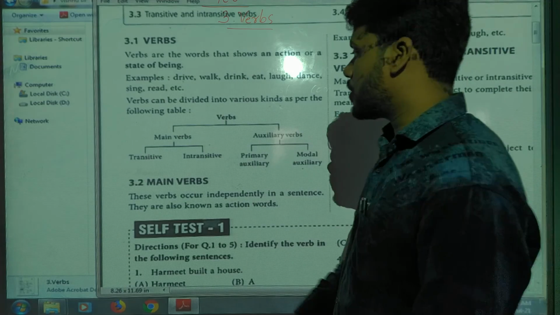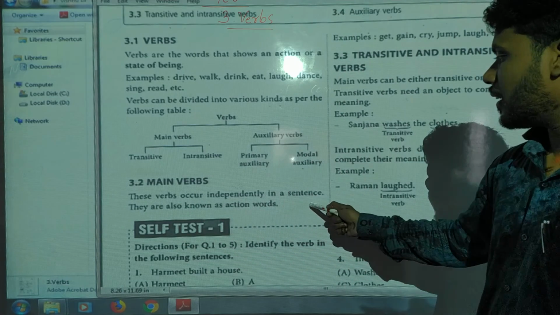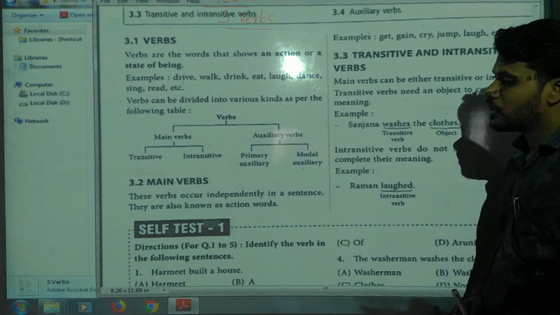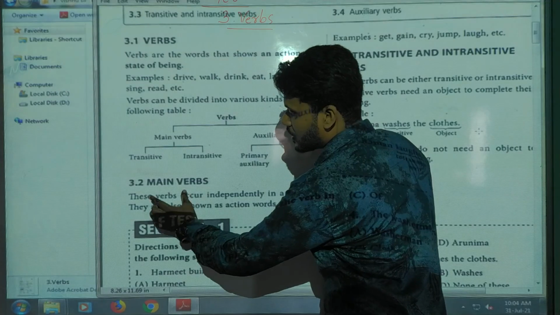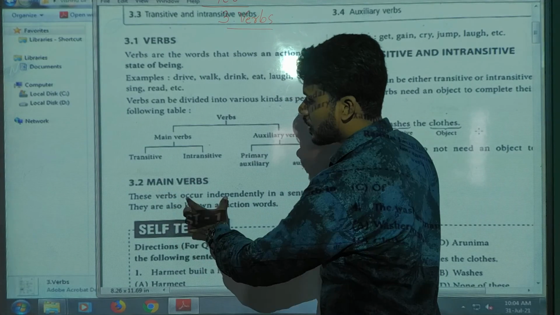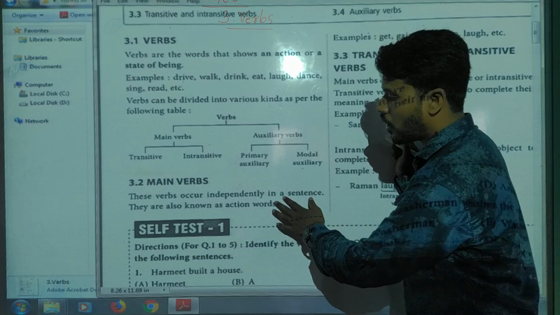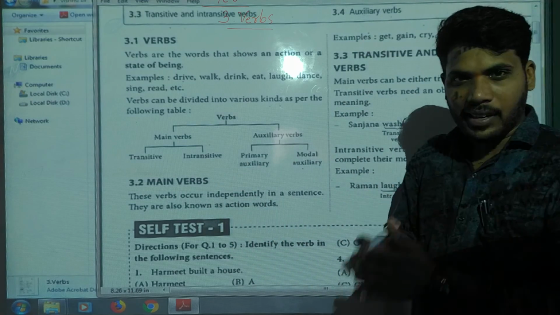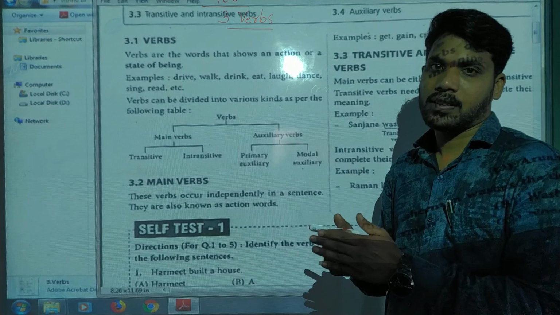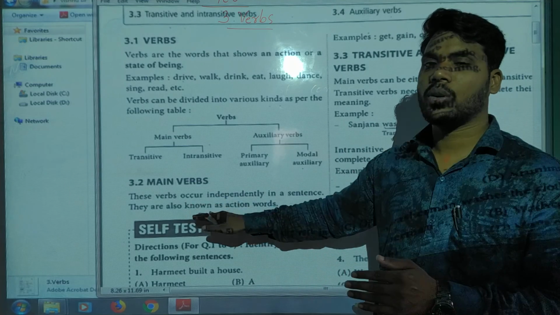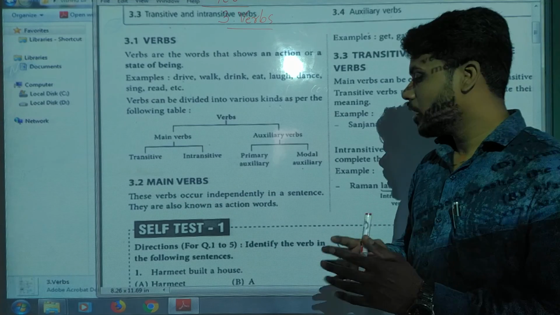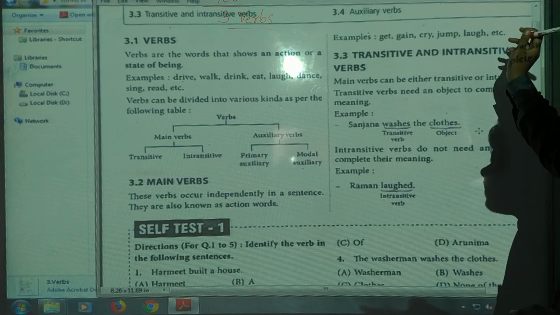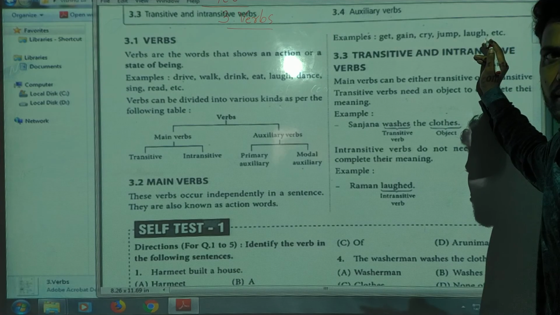What is a main verb? These verbs occur independently in a sentence. They are also known as action words. Occur means occupied independently in a sentence, meaning there is a particular work already occupied in a sentence. They are also known as action verbs. Examples: get, gain, cry, jump, laugh, eat. Anything we can write. Understand?